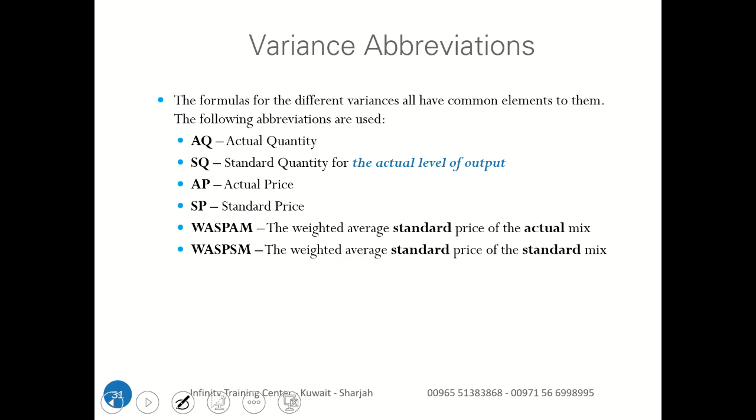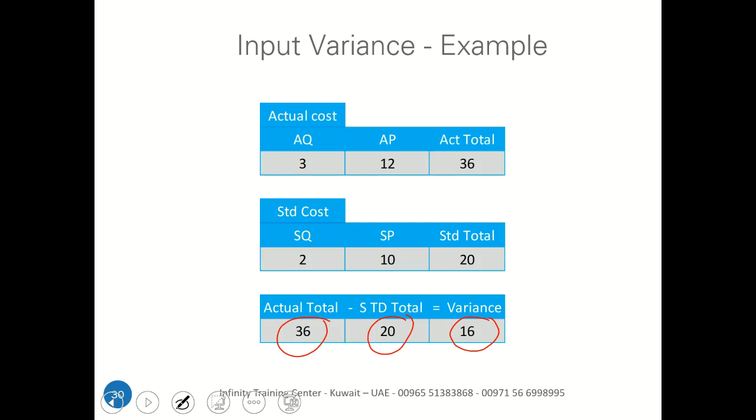So here we can see there are some abbreviations. When I show this example, we can see AQ here. What is AQ? This is the actual quantity we used. AP is how much we actually spent, and that is how we get the actual total. And what is SQ? SQ is the standard quantity that we are supposed to use. And what is SP? SP is the standard price that we are supposed to pay for the input.